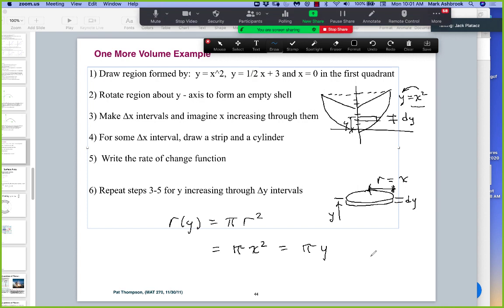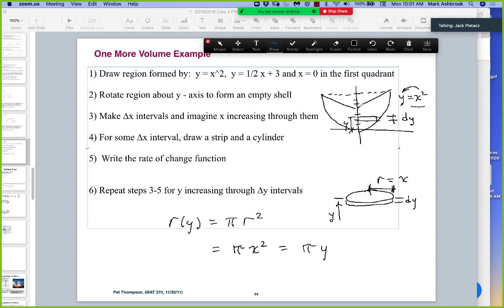No, the rate of the radius changes at y equals 3. Good. So here is a case where things change along the way. When we get to 3, what happens? So looking at this delta y interval up here, at 3, now our strip is this.